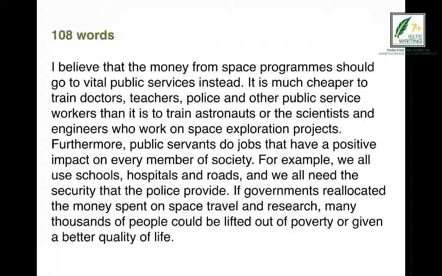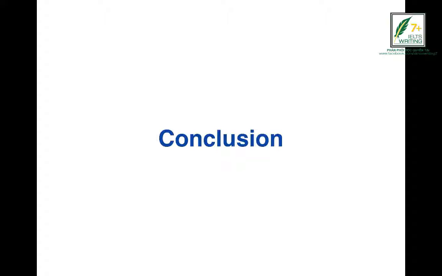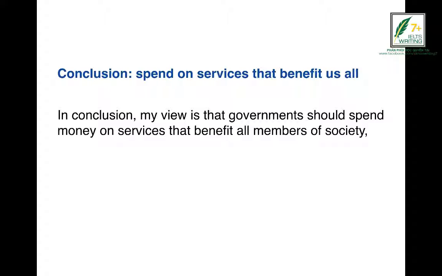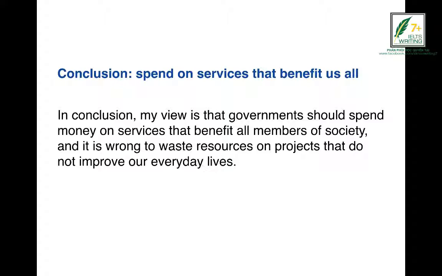Now we can finish off with our conclusion. If we go back to the plan, we wrote, conclusion, spend on services that benefit us all. We're just going to restate what we've already said really in the introduction, and this is what we wrote. In conclusion, my view is that governments should spend money on services that benefit all members of society. Notice there's a comma at the end because we just decided to add a little bit more, and it is wrong to waste resources on projects that do not improve our everyday lives.